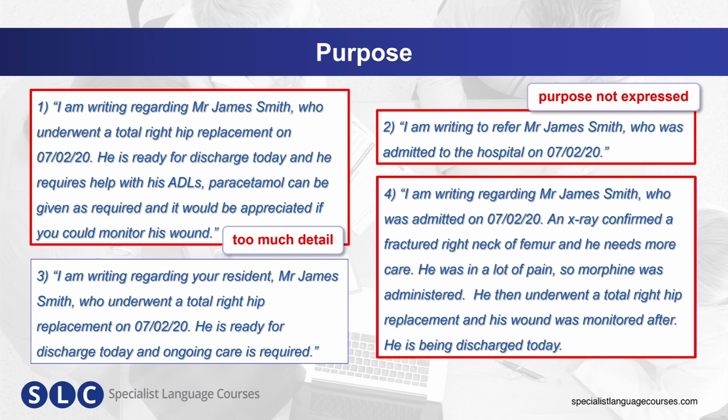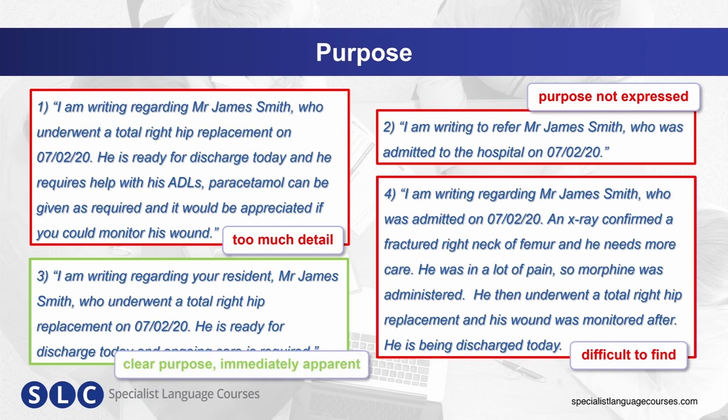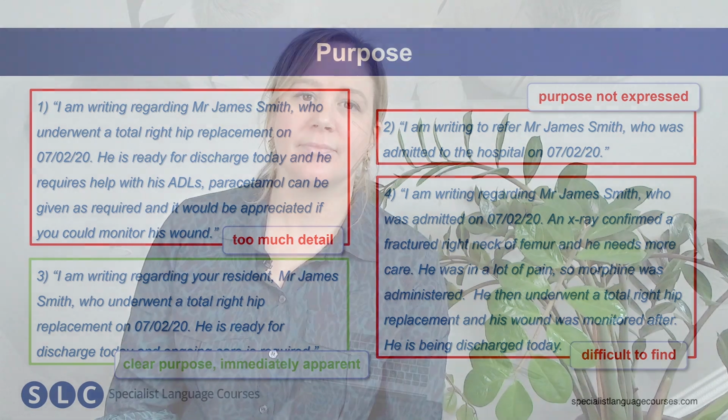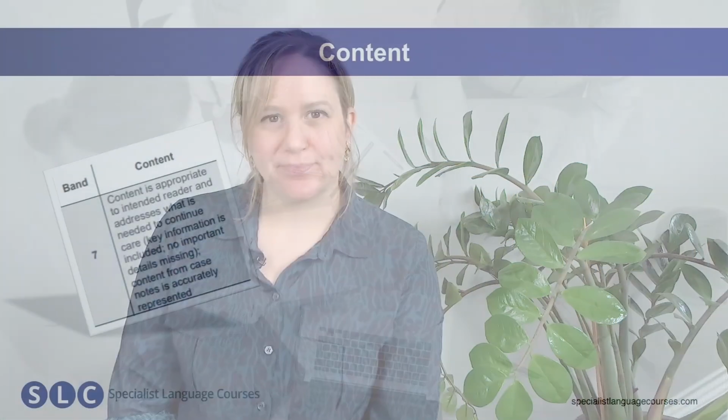What about this one? Well, in paragraph 4, the purpose is hidden within lots of detail and it's difficult to find. But if we look at paragraph 3, the purpose is clearly expressed and easy to identify, which is what you want. Let's move on to content.